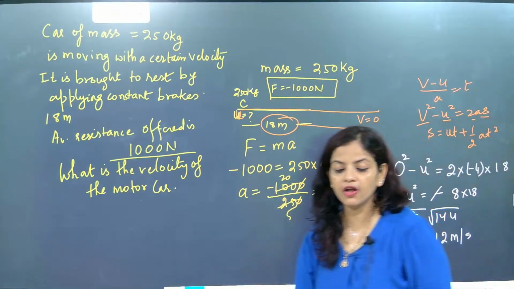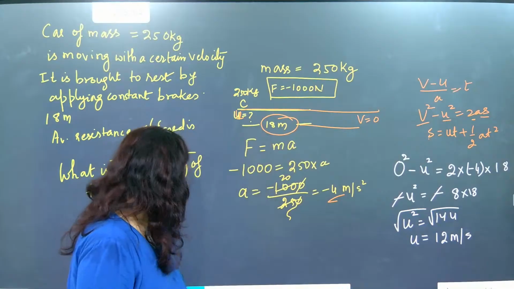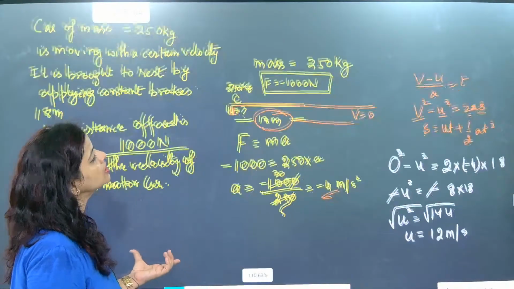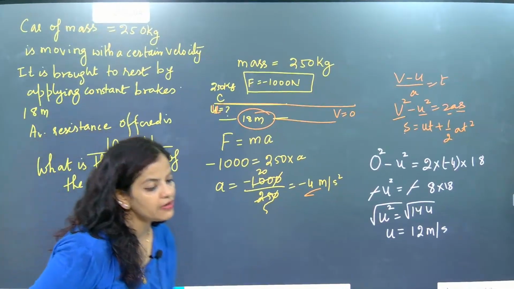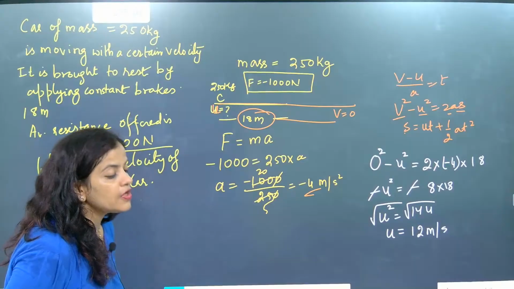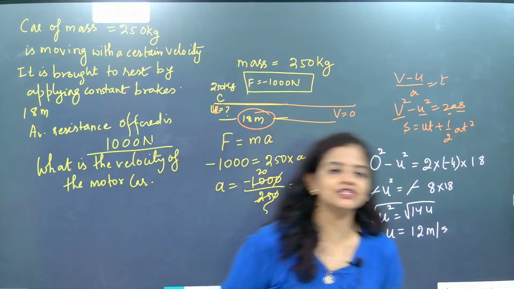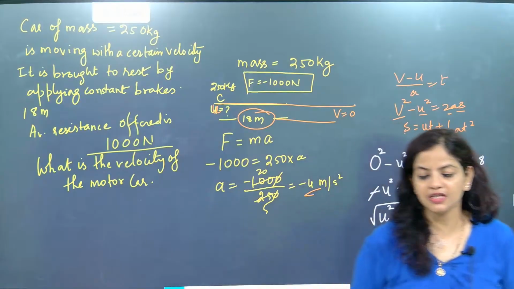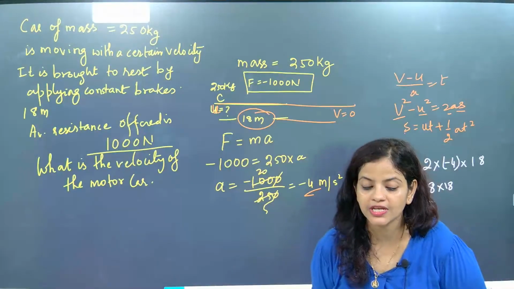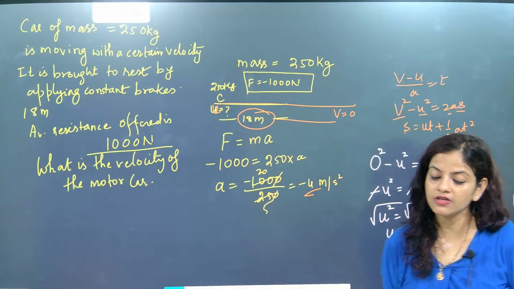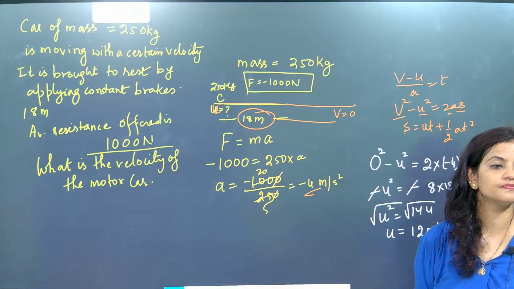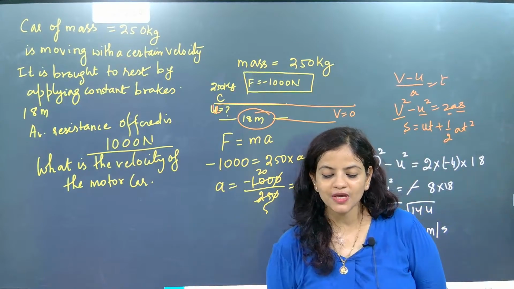What is the final velocity, beta? The final velocity is how much, children? The final velocity is 0. The initial velocity is 12 meter per second. After some time, the object is going to stay at rest. So the final velocity is coming as 0. So we are going to keep it till here.